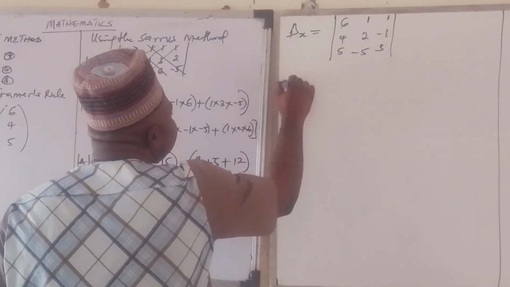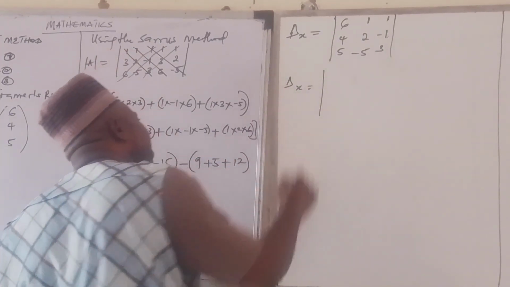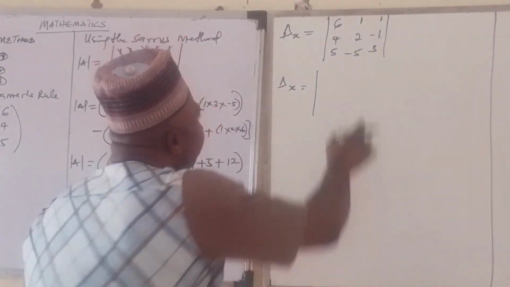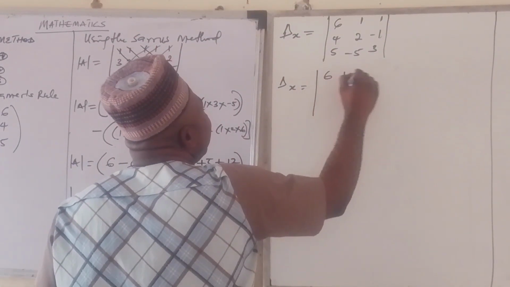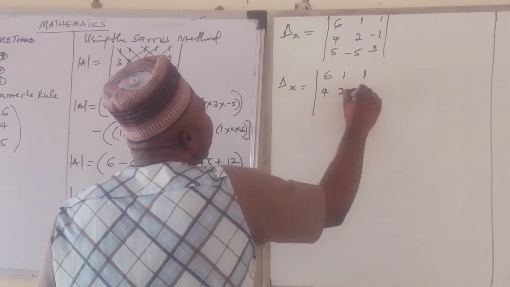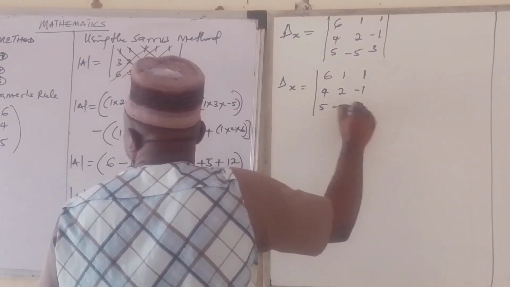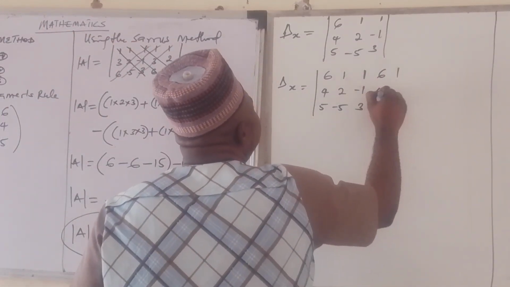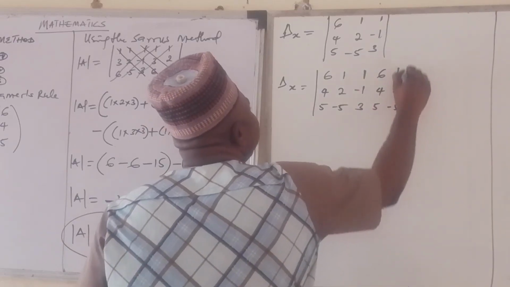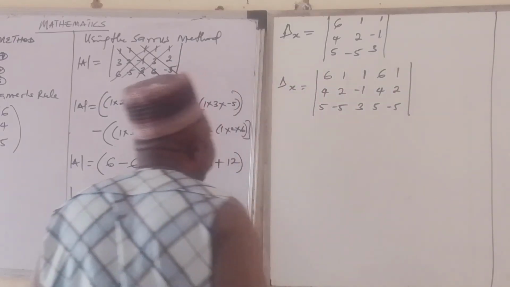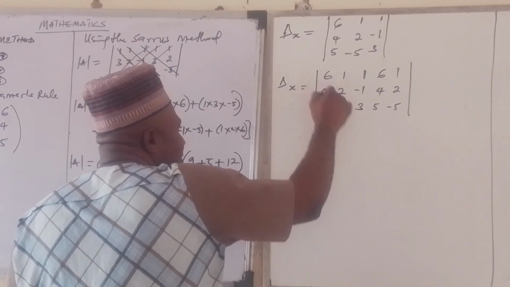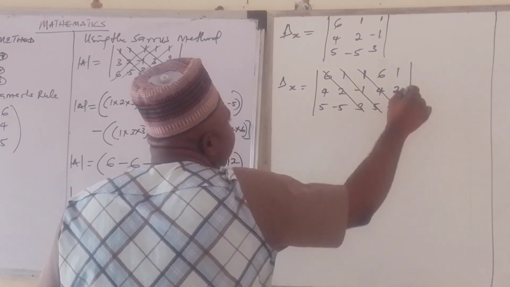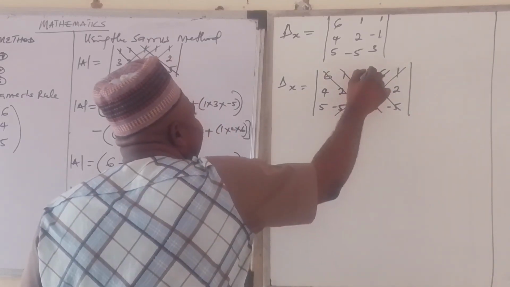So now let's use the Sarrus method. I want us to get used to the Sarrus method. In using the Sarrus method, we said we have to repeat the first two columns. So here we have 6, 1, 1, 4, 2, minus 1, 5, minus 5, 3. So here we have 6, 1. We have 4, 2. We have 5, minus 5. Now you're taking the diagonal. Here we have 2 elements.